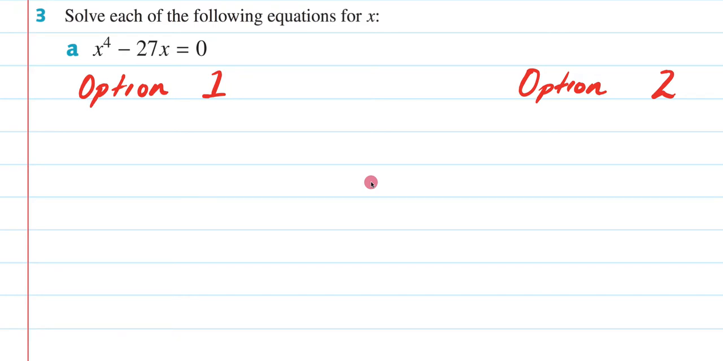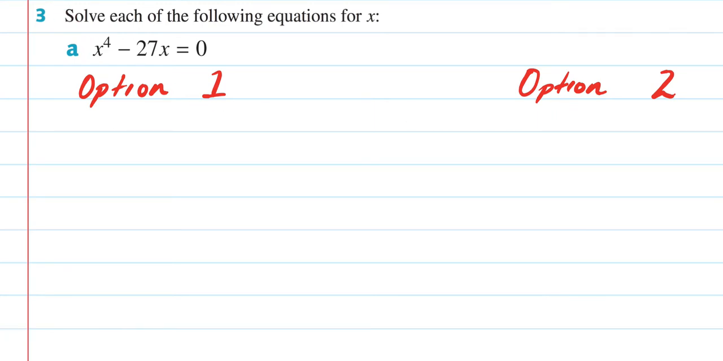We are going through exercise 6i, and in this video we'll be answering question 3a, which is asking us to solve each of the following equations for x, and for a we've been given x to the power of 4 minus 27x equals 0. I'm going to be showing you two ways, option 1 and option 2, for answering this. Both of them are valid. I just want to show you that there's multiple ways to approach a question like this.